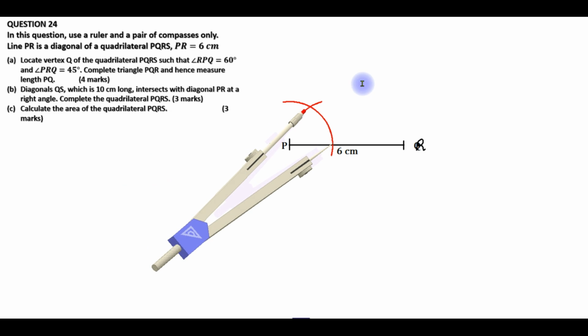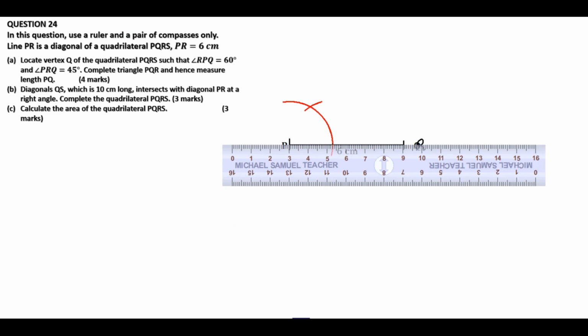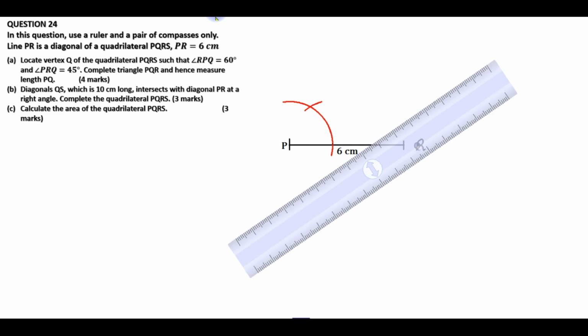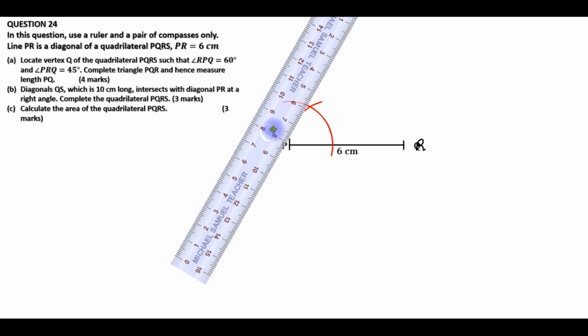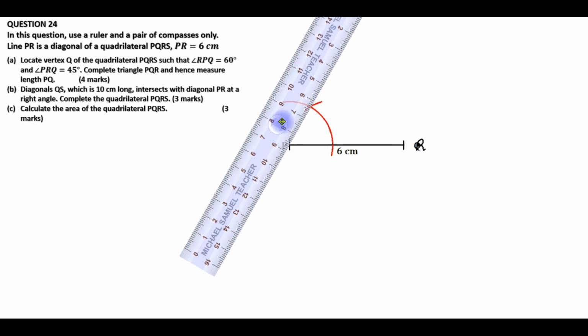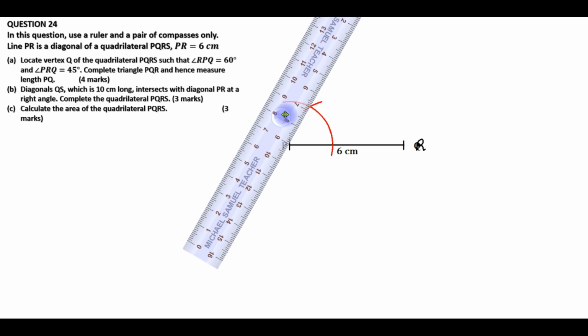Once I do that, I am going to use a ruler to join the point P and the intersection of the arcs. So let me use this. I join the points, point P and the intersection of the arcs. So once I join, let me join.